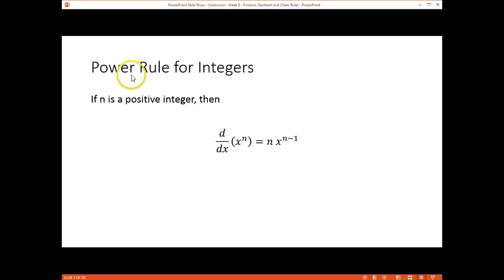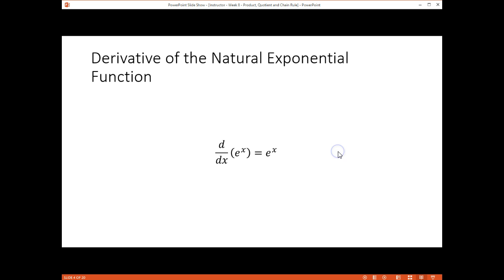We do have our power rule for integers, and it's actually a general power rule. Even though this is the power rule for integers, we know this holds for any exponent n. The derivative of x to the n, we bring the n down. This is n x to the n minus 1. This is one of the basic rules we learned to begin with.